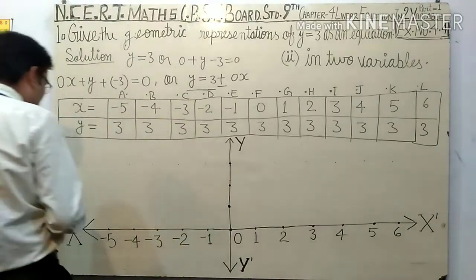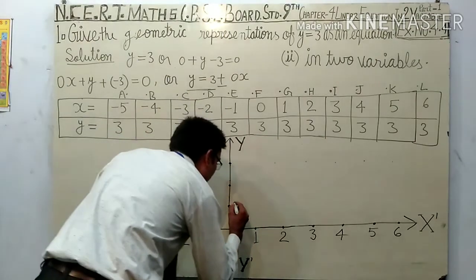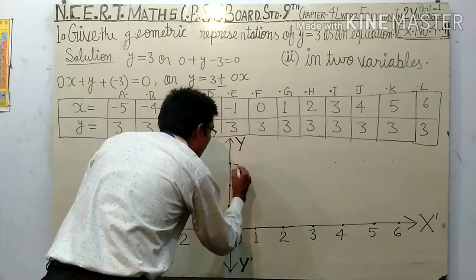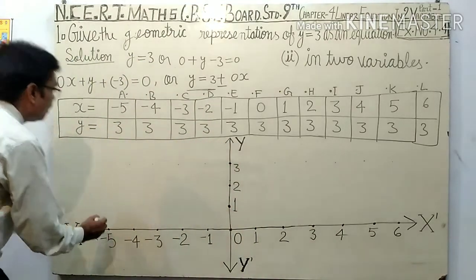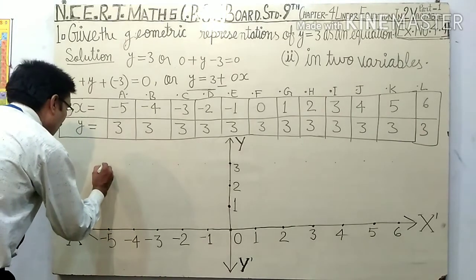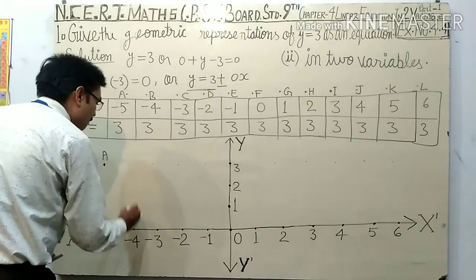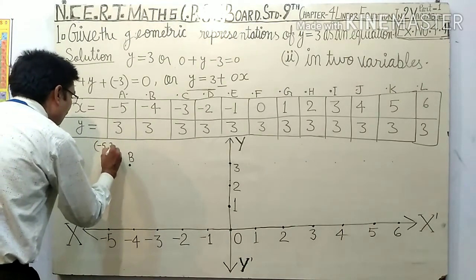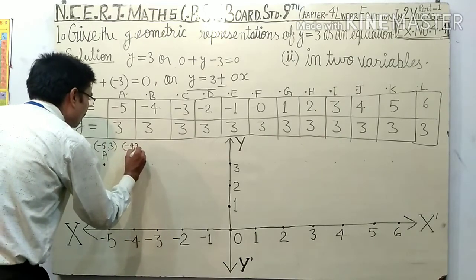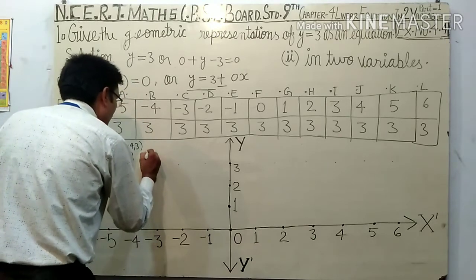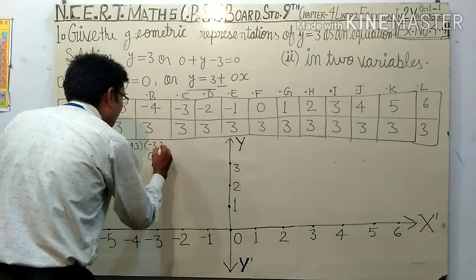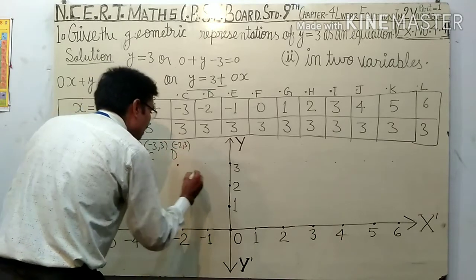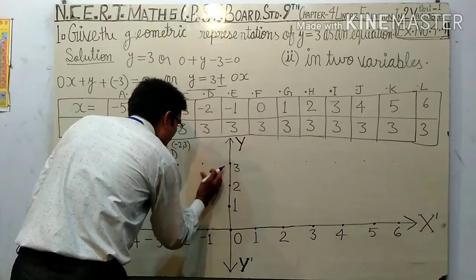So now start taking points. Take points -5, 3: point A. -4, 3: point B. -3, 3: point C. -2, 3: point D. Point E.